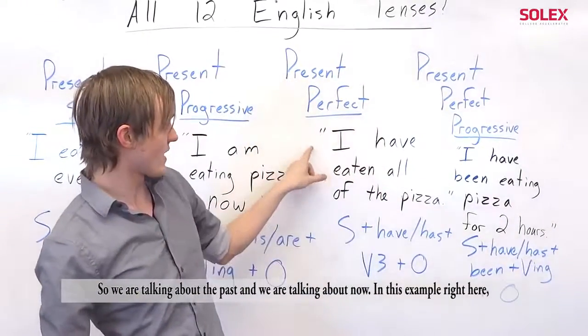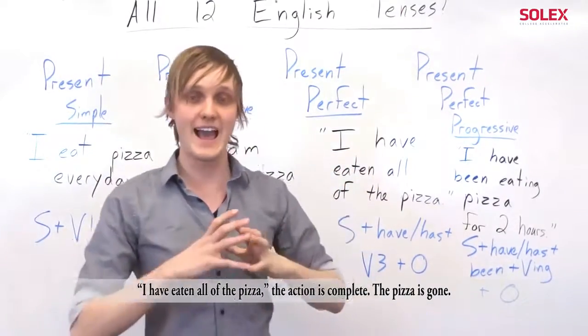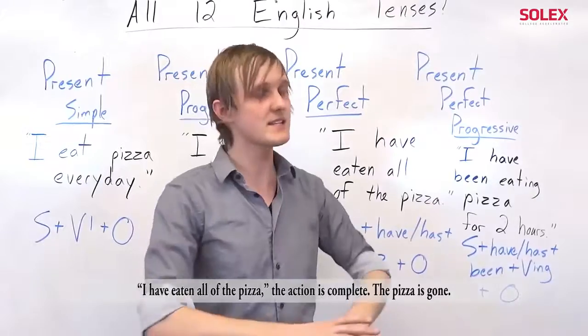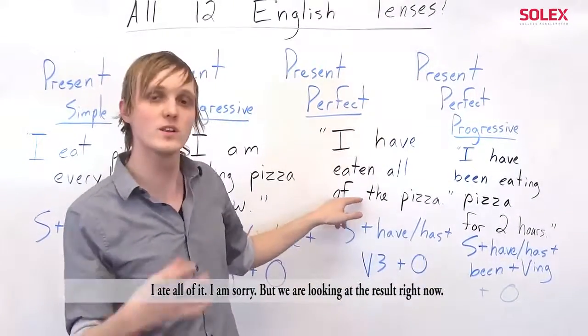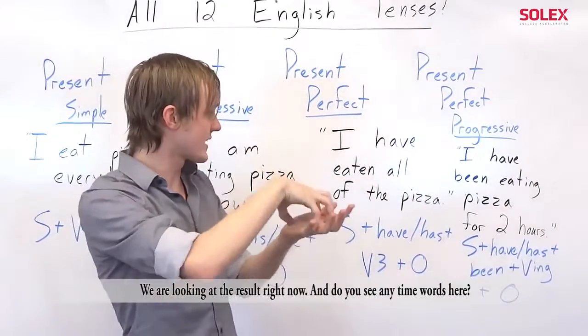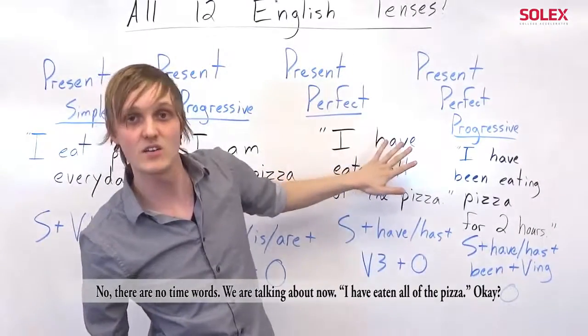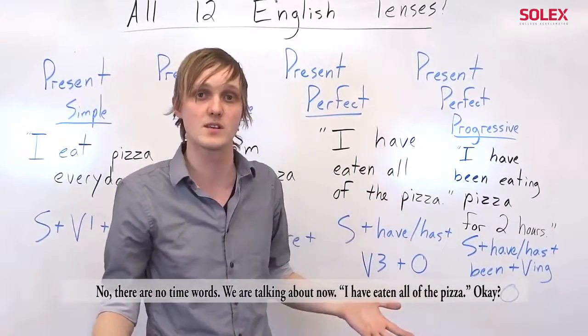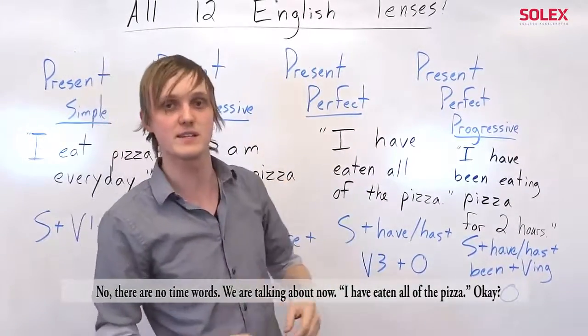In this example right here, I have eaten all of the pizza. The action is complete. The pizza is gone. I ate all of it. I am sorry. But we're looking at the result right now. And do you see any time words here? No, there are no time words. We are talking about now. I have eaten all of the pizza.